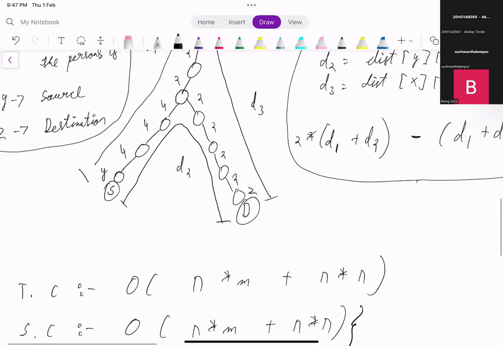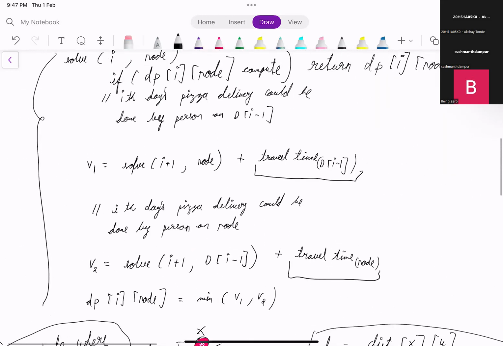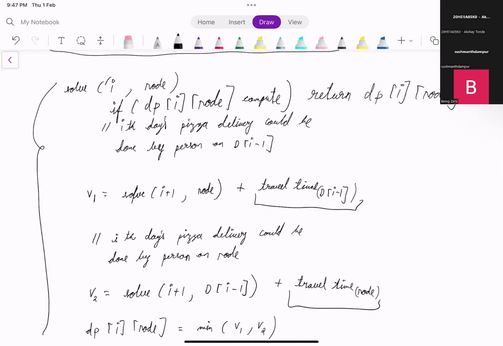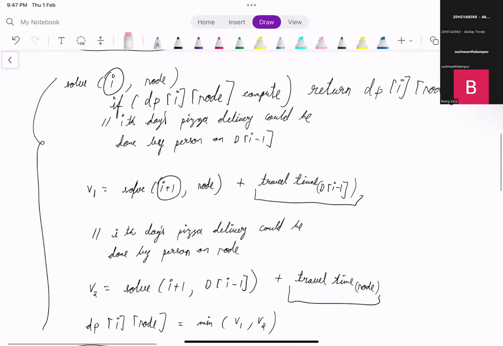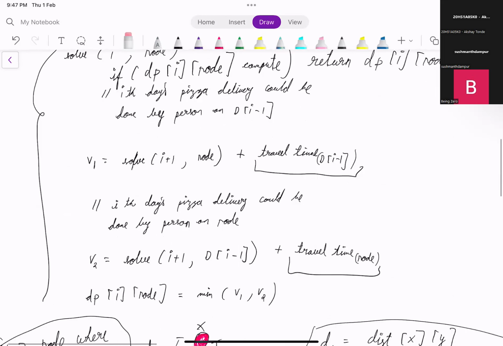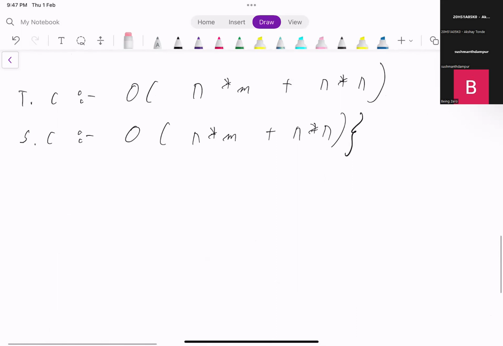One more observation to optimize this memory is that in the solve, every i depends on the next state only, i plus 1. When we are at the ith node, we don't need the memorized values of i plus 2, i plus 3, i plus 4, and so on. Because of this, we can implement the same thing iteratively and maintain only two DPs, DP1 and DP2.